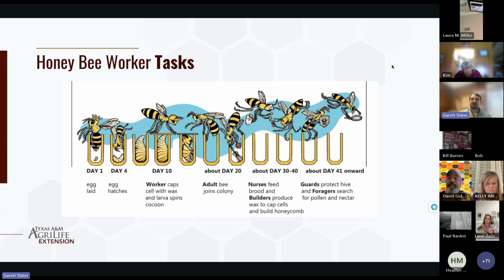So these tasks and how workers do these tasks really depend on the age of the workers. When the workers are really young, they do most of the in-hive tasks. When the workers first emerge, when they're about 1 to 5 days old, they do all the housekeeping tasks. Those are the bees that are going to the cells, cleaning the cells, and removing any dirt, debris, or any diseases. And so these housekeepers are extremely important for keeping the colony clean and hygienic.